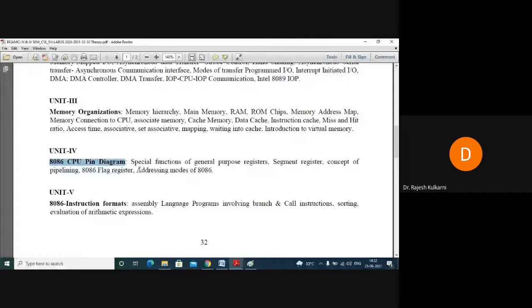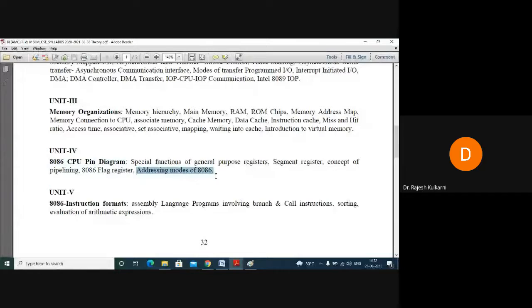Now, what topic are we discussing? Let us look at the syllabus again. The topic we are discussing is Unit 4, 8086 view. What we have discussed is the general purpose registers, segment registers, pipelining, and flag register. What is remaining? The pin diagram or signals on the pins. All the pins on the 8086 are to be discussed. Addressing modes of 8086 are also remaining.